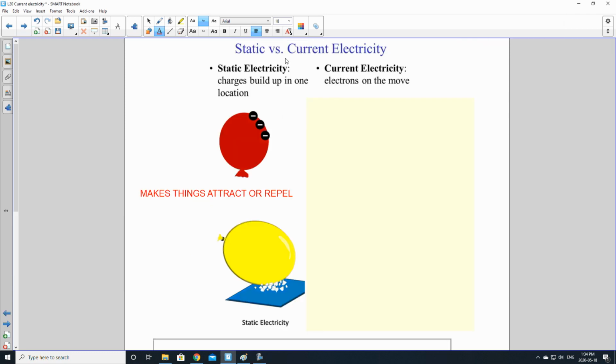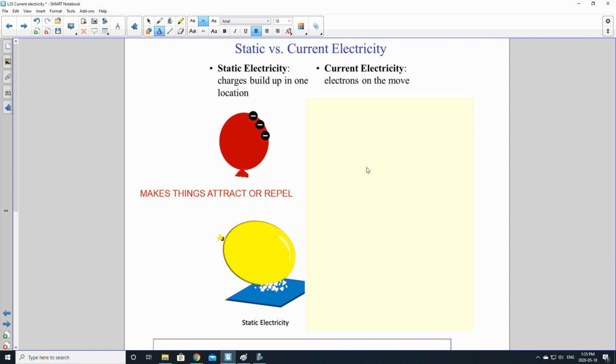Okay, let's do the warm-up. Static versus current electricity. If you remember, static electricity is, for example, when you rub a balloon against your hair, and it makes things attract or repel. After you rub a balloon on your hair, it will actually pick up little pieces of paper, for example, because charged objects like a balloon will pick up a neutral object, or opposites attract.